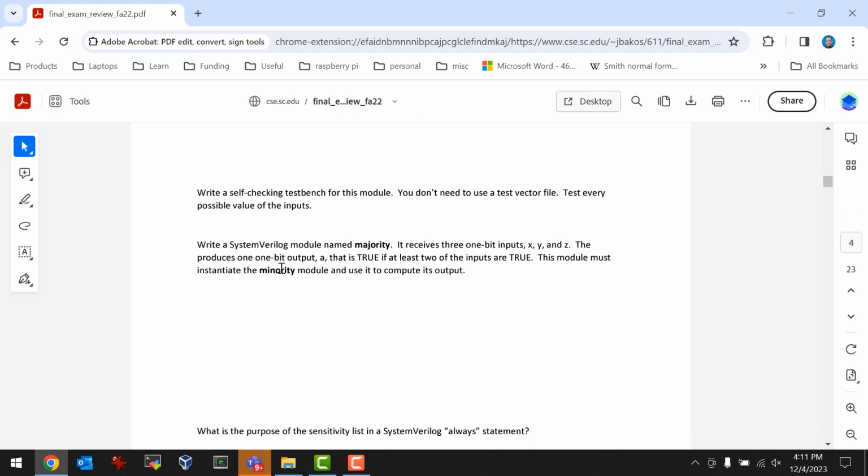Write a self-checking test bench for this module. The test bench would be, because there's no clock, right? Because this is combinational logic. The design under test is combinational, so you don't need to worry about a clock. You can just use an initial block to set the inputs and check the corresponding output. The only thing you have to be careful about is that after you set the inputs to the design under test, you need a non-trivial delay afterward to check the output. It can be, like, using the pound sign, right?